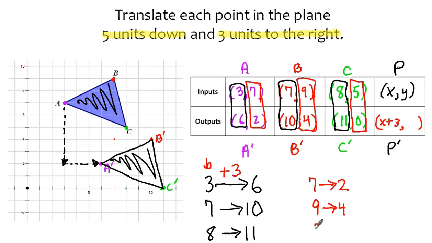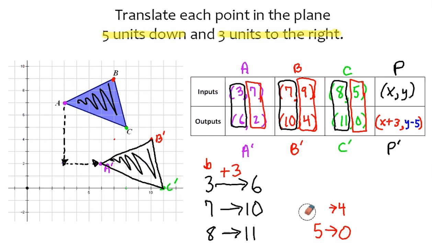Again, we're looking for structure. We're looking for something that takes these three inputs and produces these three outputs. And after a little bit of thought, we can come up with this rule. Minus 5. 7 minus 5 is 2. 9 minus 5 is 4. 5 minus 5 is 0. In general, y goes to y minus 5. And that's the function rule for this transformation.